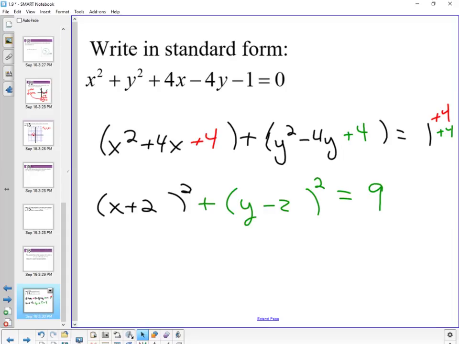Wait, so you don't have to square it? No, it's already done in that form. What's my radius? 3. Good.